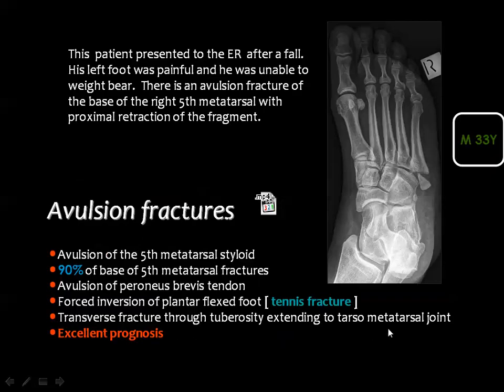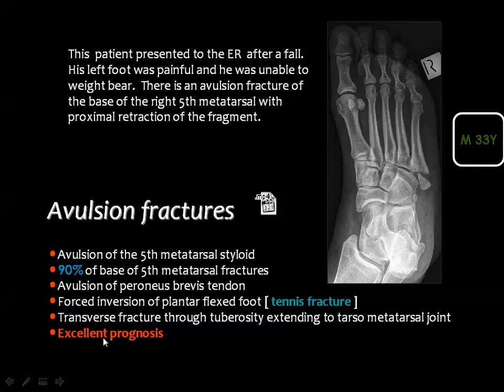Then if you look at this foot, you see that there is an avulsion fracture of the tip of the fifth metatarsal bone, and 90% of the base of the fifth metatarsal fractures are this type of avulsion fracture, and it is usually seen in tennis players because of the frequent inversion injuries of the ankle and foot.